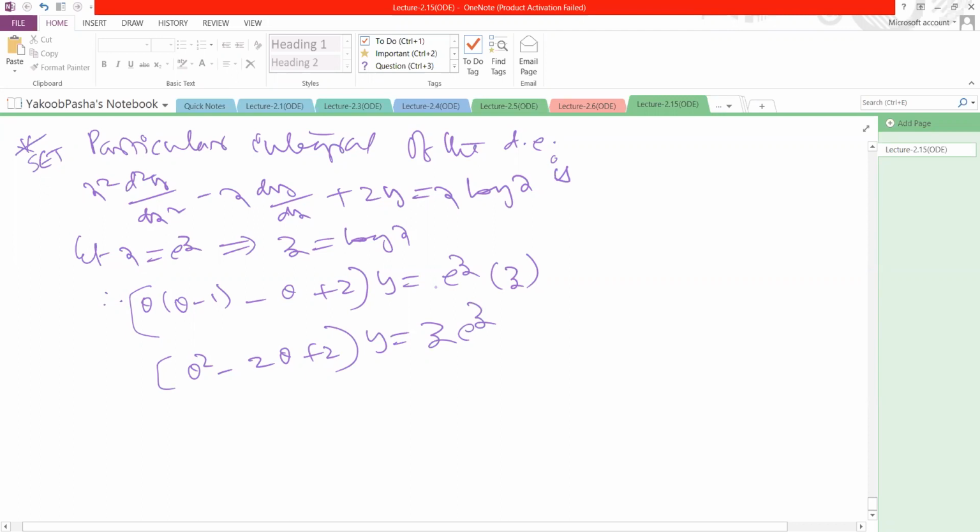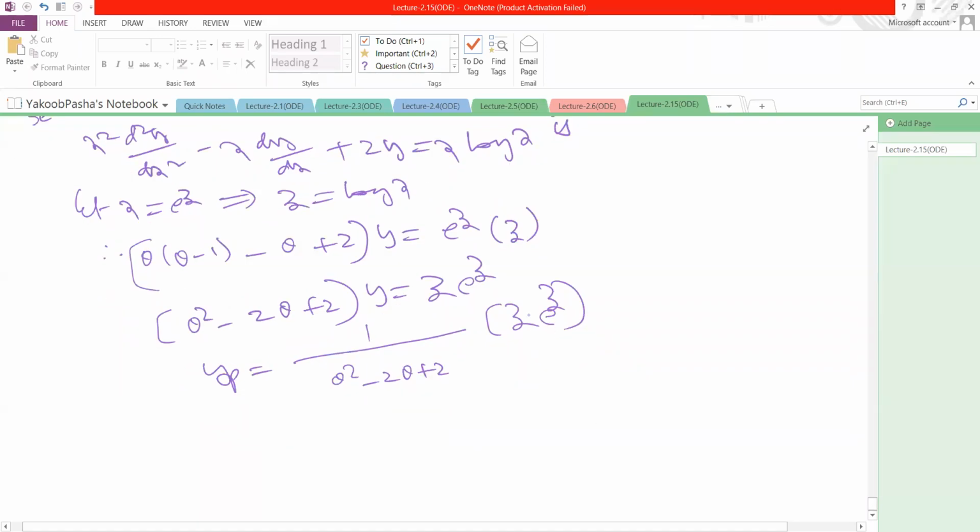No need to find a complementary function. We just have to find the particular integral only. So yp is equal to 1 divided by theta square minus 2 theta plus 2, of z into e power z. First, it is in the form of e power ax into a function of z. When it is in the form of e power ax into a function, we should replace theta by theta plus a. Here a is equal to 1. So replace theta by theta plus 1.